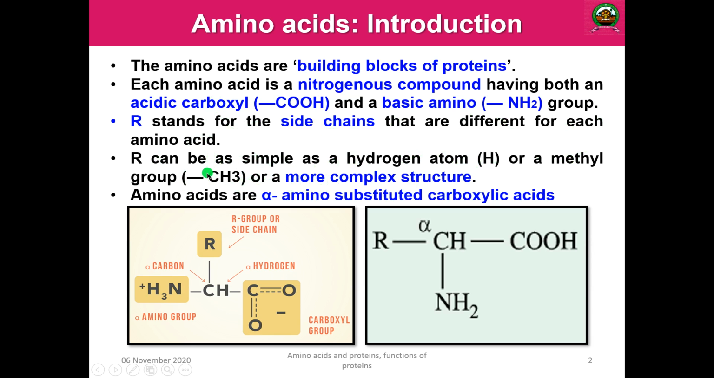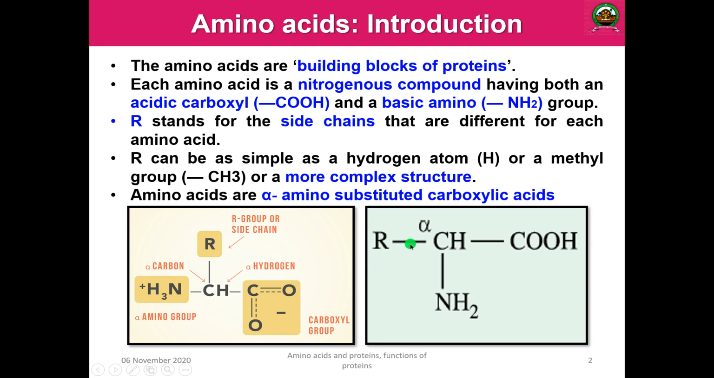So how will you define an amino acid? Amino acids are alpha amino substituted carboxylic acids. On the left side you can see the general structure of an amino acid. Here you can see an amino group, NH2 or NH3 plus, and on the right side a carboxylic acid group, that is COOH or COO minus. Here is the hydrogen attached to this particular carbon, and this carbon is known as the alpha carbon. You can see an R group, and the R group is nothing but the side chain. So this is the general structure of an amino acid.